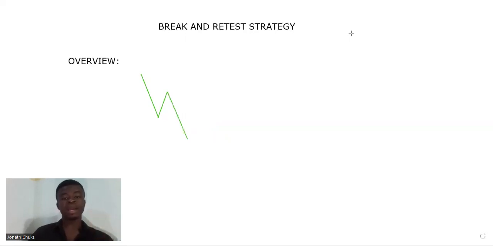You understand? Now the market will retest. That's when you will look for your entry. Look for a fat or a dodgy candlestick that shows that there's a manipulation or indecision, that the market is about to change, a reversal.